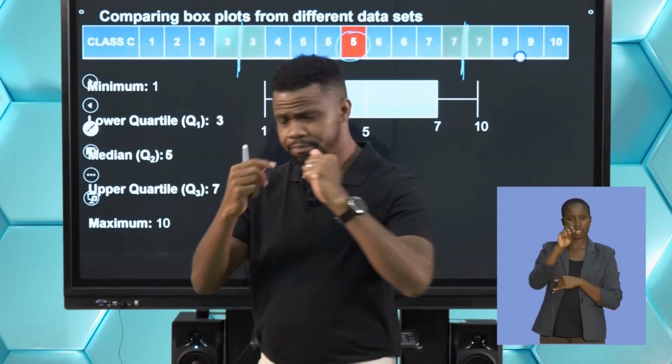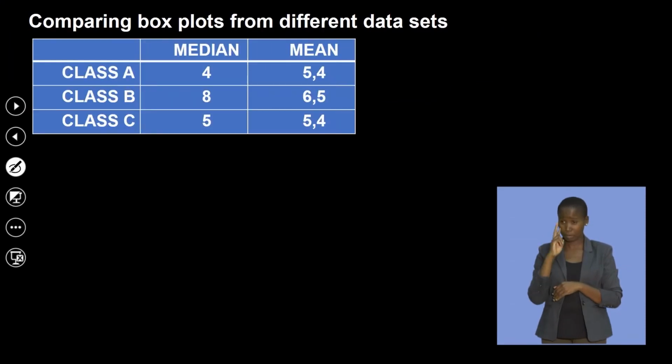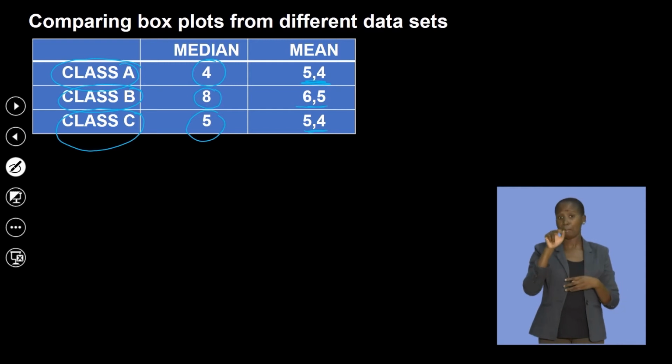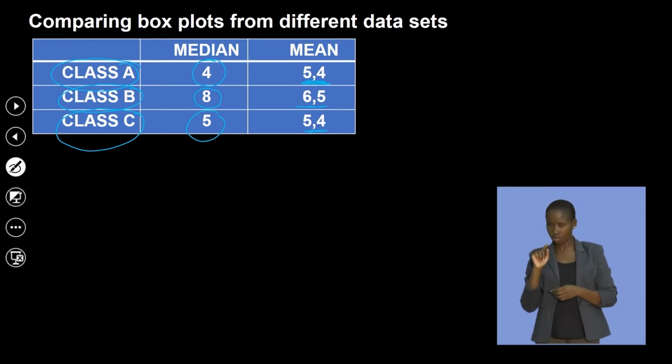Let's see now. Let's say we have the median. So class A, the median we know it's 4. The median for B, it's 8. The median for C is 5. The mean, we've calculated the mean for all of them. You can check. So those are the mean.